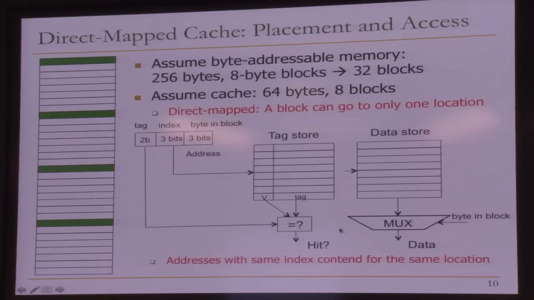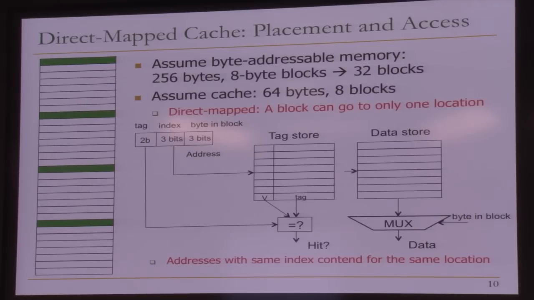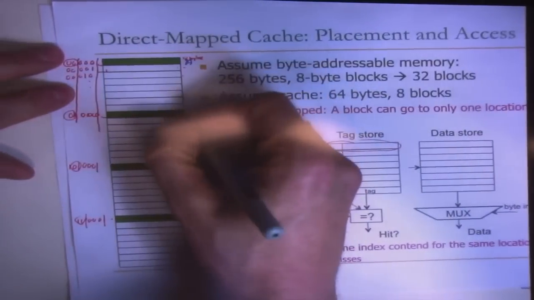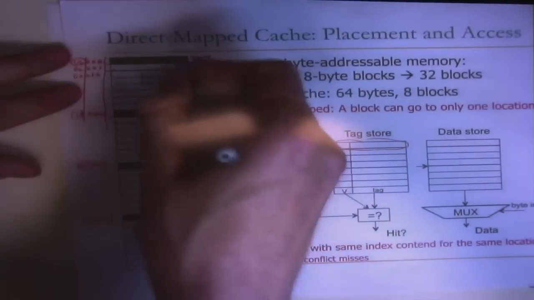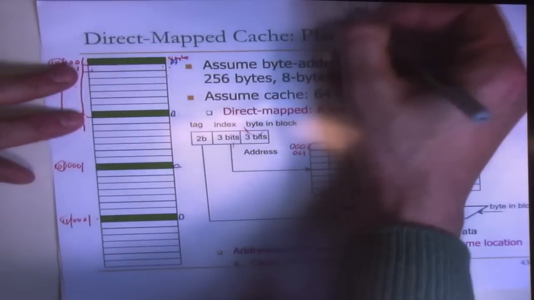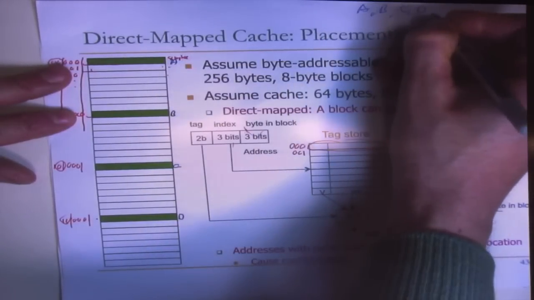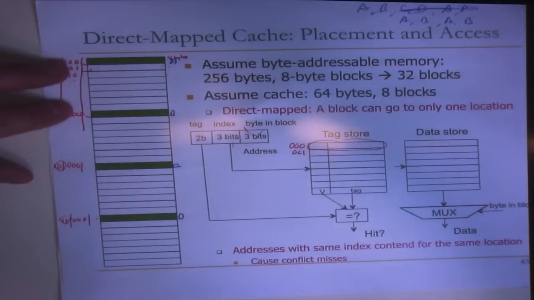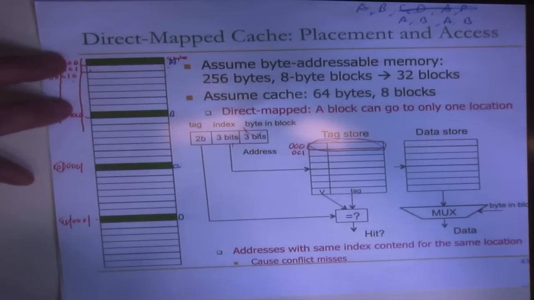Okay. So one problem with this particular cache is addresses, as I showed you, addresses with the same index contend for the same location in the cache. In fact, these 4 contend for this location. The next 4 contend for the next location, dot, dot, dot. And they cause conflict misses. So if your access pattern is such that, let's call this address A, address B, address C, address D, they all map to index 000. And if your access pattern is such that you access A, and then B, and then C, and then D, and then you do, well, let's do A, B, A, B. That's enough, right? If your access pattern looks like this, you access A, and then B, and then A, and then B, and then A, and then B, you get a 0% hit rate because they contend for the same location.